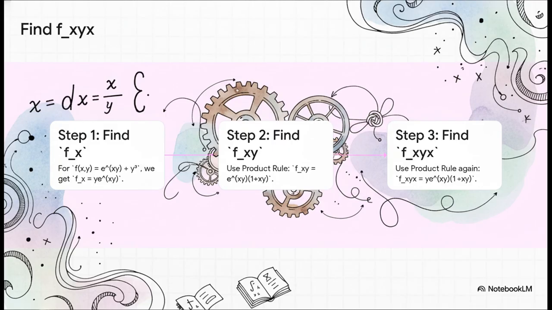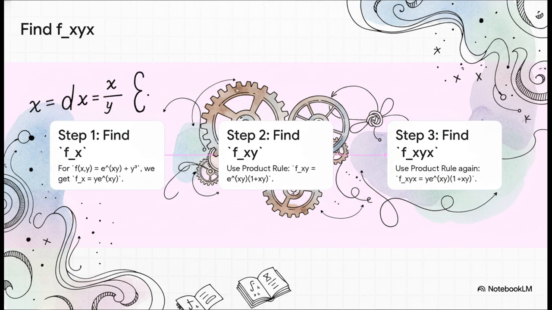First, we find the partial with respect to x. That gives us y times e to the xy. No problem. Next, we differentiate that with respect to y. And wait a minute, we've got a y in front and a y in the exponent. That's a product of two functions of y. We need the product rule. Okay, we do that calculation and we get the expression in step 2.